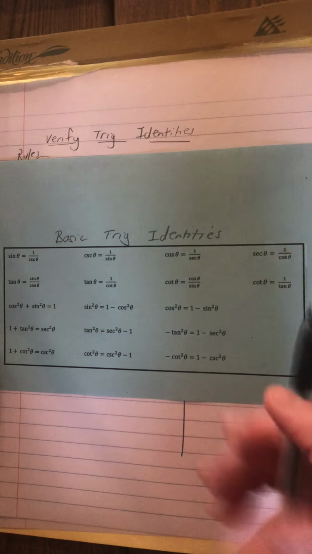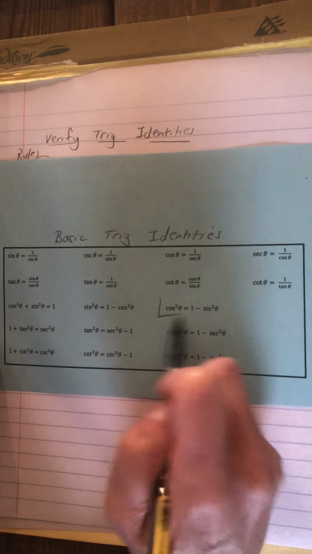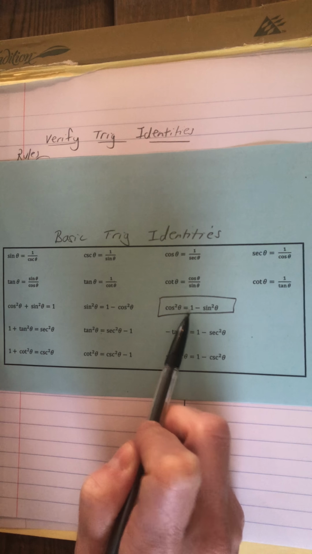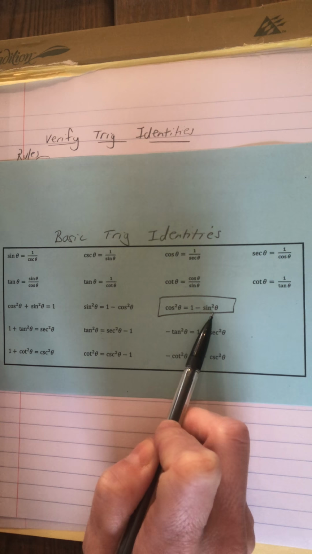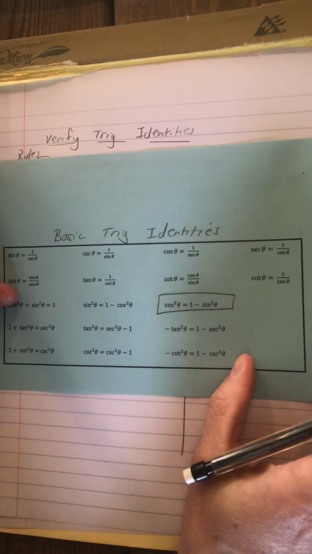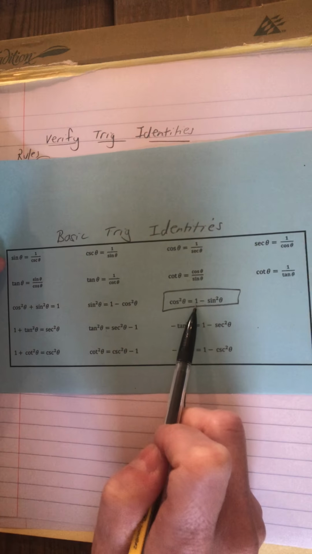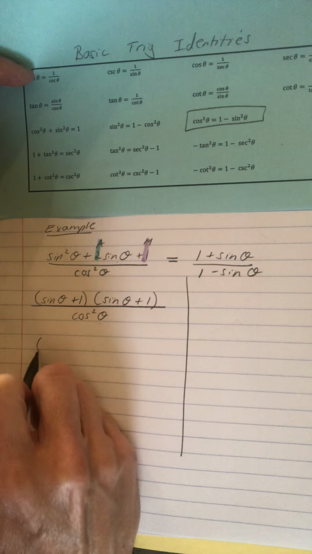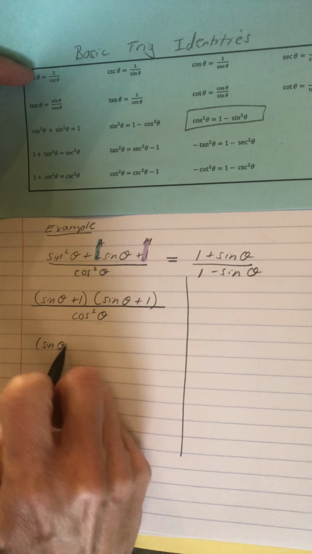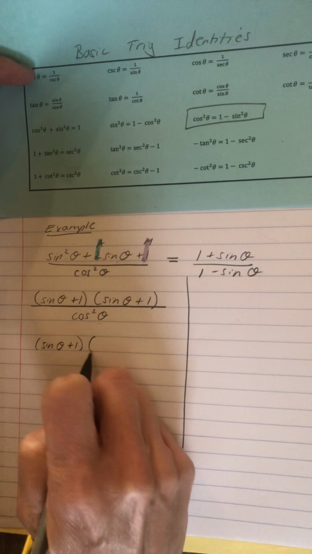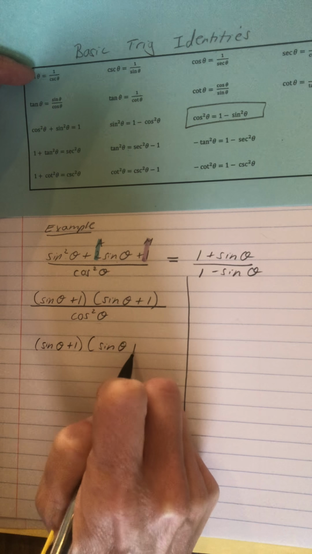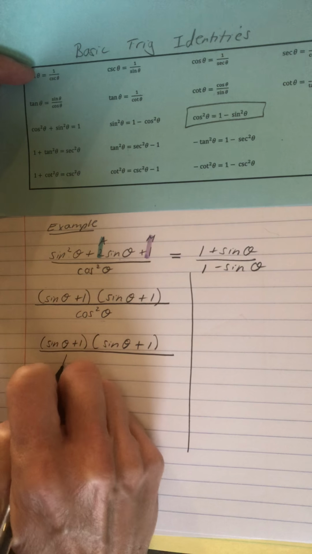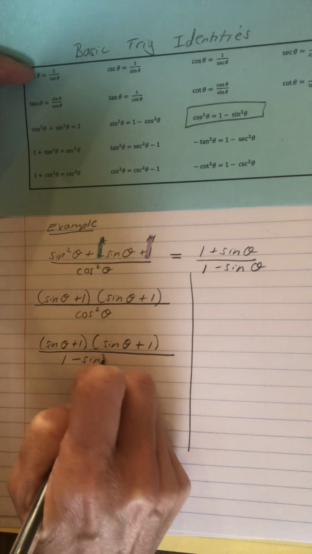If I look at my cheat sheet, right here it says cosine squared is equivalent to 1 minus sine squared. So therefore, I can substitute that 1 minus sine squared in for cosine squared. So I'm getting sine theta plus 1 times sine theta plus 1 all over 1 minus sine squared theta.